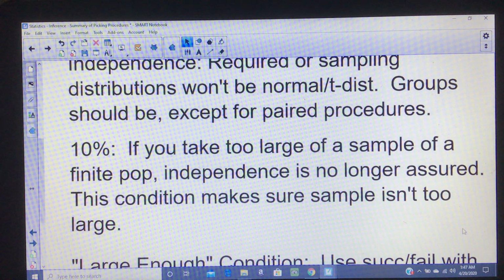Now, notice I said a finite population. If something can be done infinitely in theory, like flipping a coin, you're never going to run out of coin flips. So typically for infinite populations, you don't have to worry about the 10% condition, because you're never going to flip a coin 10% more than what is possible, since you can flip a coin to the end of time. So realize that the 10% condition deals with finite populations, not things that you in theory could do infinitely, like rolling a die or flipping a coin. All right. But if we're talking about the U.S. population or the population in New York, you've got to be careful you don't grab more than 10%.